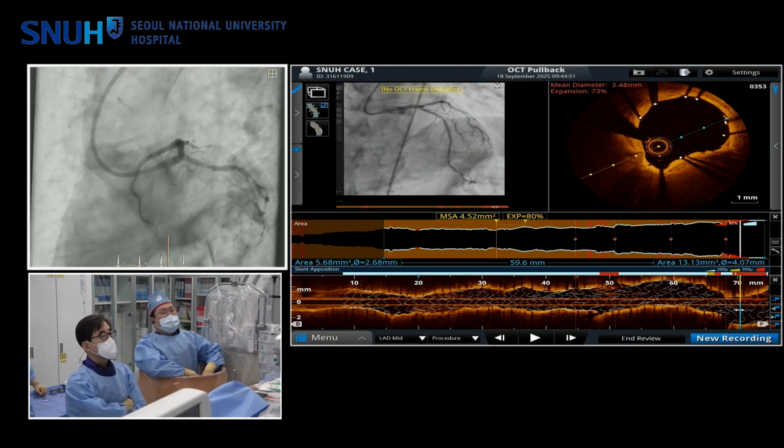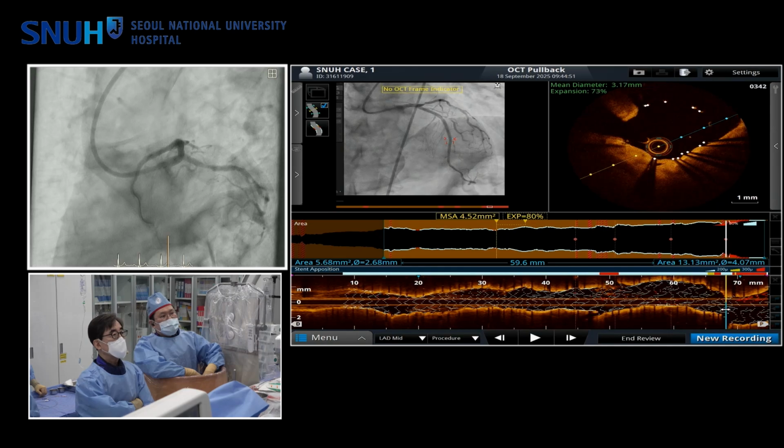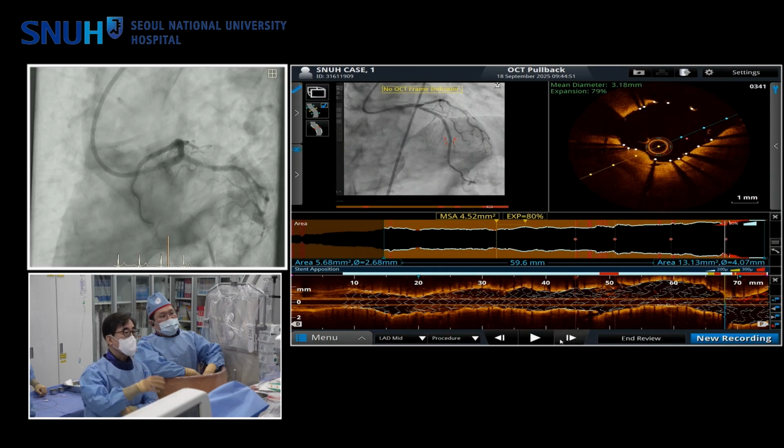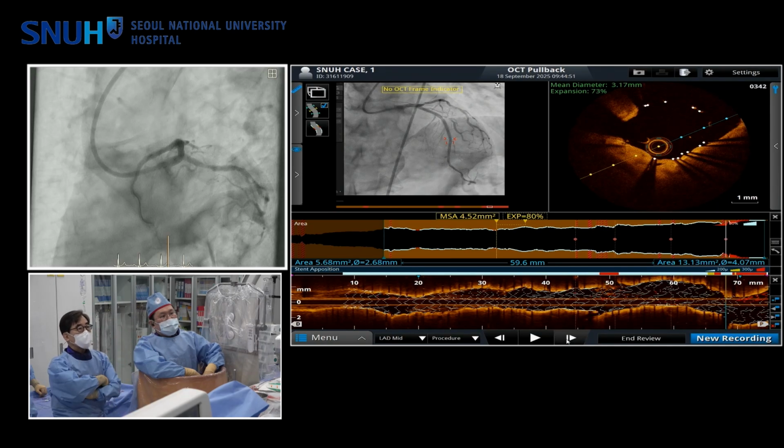Let's look at the circumflex so that it can be seen, the bifurcation. Here you can see the circumflex is coming at 1 o'clock. Calcium nodule is at 7 o'clock, exactly the opposite direction. So this calcium nodule is favorable, always at the opposite side of the side branch. There is a necrotic core in this area, so we don't have to oppose the stent strut into the circumflex. No need. I think this is favorable.